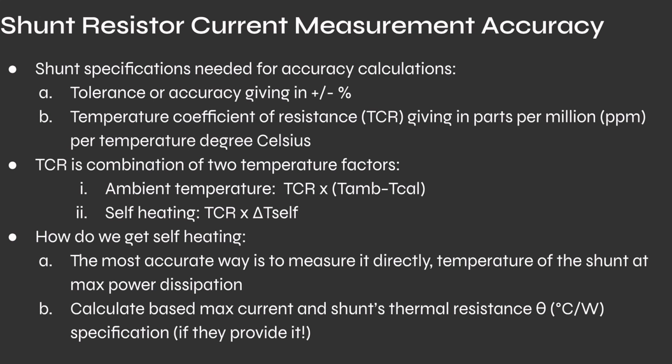The other way is to do a calculation based on the shunt's thermal resistance, which a lot of times is shown as an omega, and it's basically Celsius over watts. And this is actually a spec you see with a lot of electronic components, but a lot of people don't have to use it. For the shunt, though, it becomes important if you want to do this self-heating calculation. The problem is a lot of shunt manufacturers don't even provide this spec. But we'll look at a way based on other specs they do provide of how to calculate it.